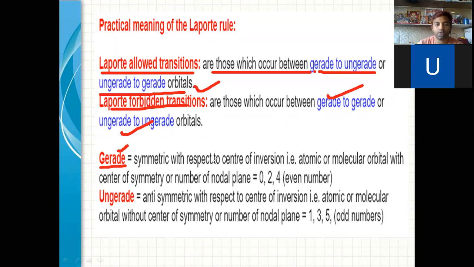Gerade: symmetric with respect to center of inversion, such as atomic or molecular orbitals with center of symmetry, or number of nodal planes 0, 2, or 4, even numbers. Ungerade: anti-symmetric with respect to center of inversion, such as atomic or molecular orbitals without center of symmetry. And gerade are atomic or molecular orbitals with center of symmetry.